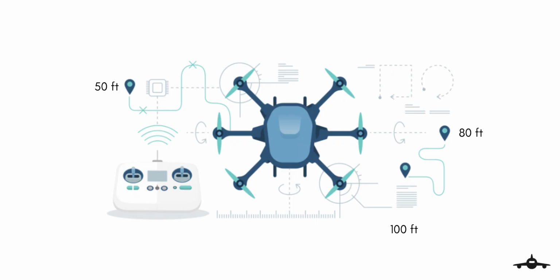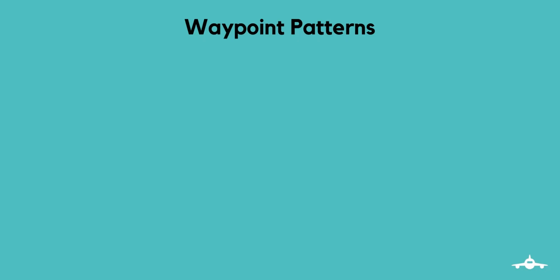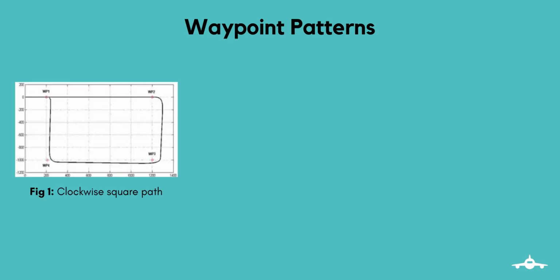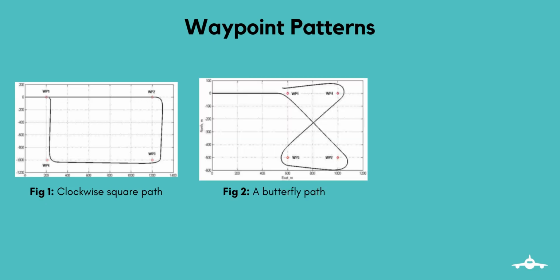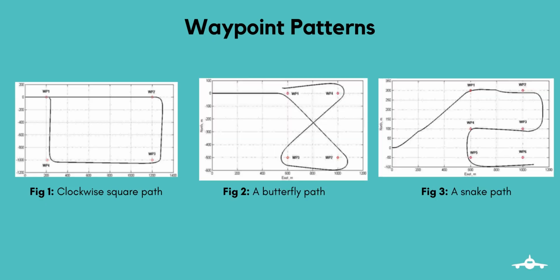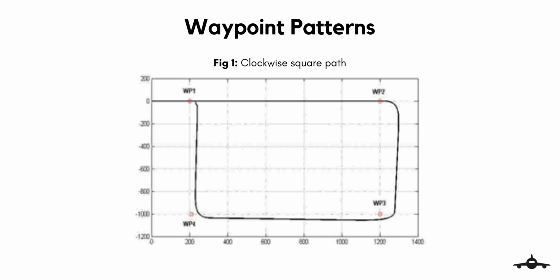These are some of the examples of the patterns. 3 different paths are analyzed. First one is the clockwise square path, the second one is a butterfly path, and the third one is a snaking path. In the first figure, 4 waypoints are placed in a cyclic clockwise manner. Hence it is called the square path.